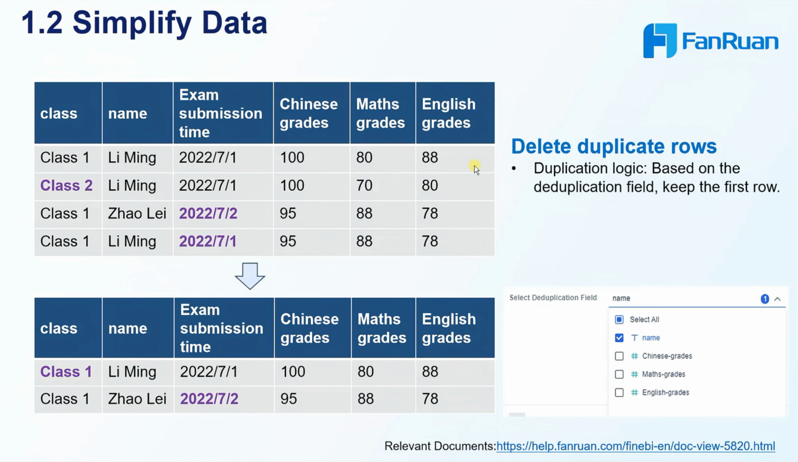We should choose the correct deduplication fields, which should be both class and name. When both are selected, Class 1 Li Ming and Class 2 Li Ming will be treated as two different entries, and the system will retain both rows. So, you should choose the correct deduplication fields based on your business scenario, whether single or multiple selections.